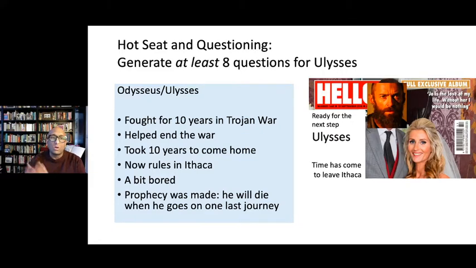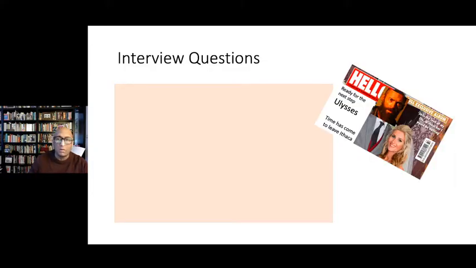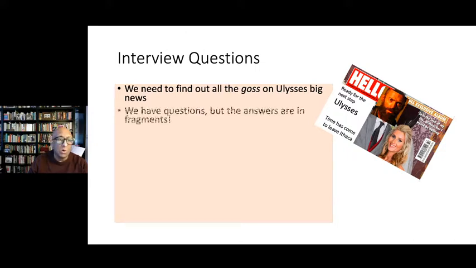We're going to imagine that we're interviewing him for Hello Magazine, and it's ready for the next step. He's decided to leave Ithaca after all this time. He's come back to Penelope, and it's time to go journeying again. Okay, and we need to interview him. And we need to find out all the goss. We need to know all the goss.